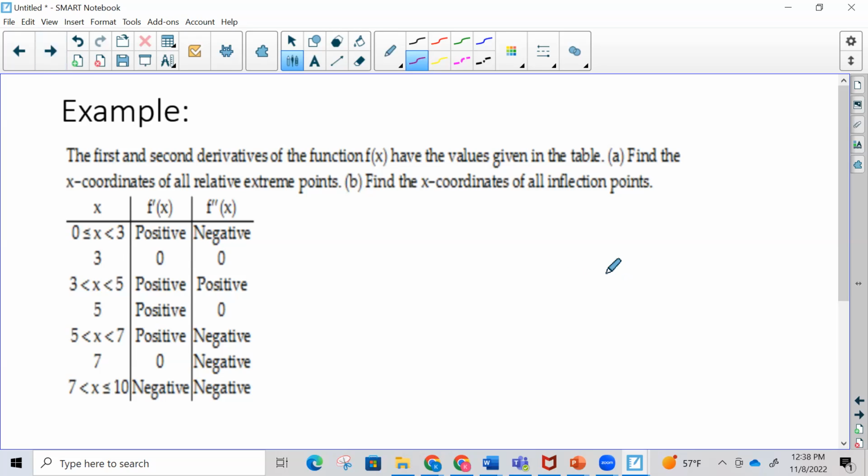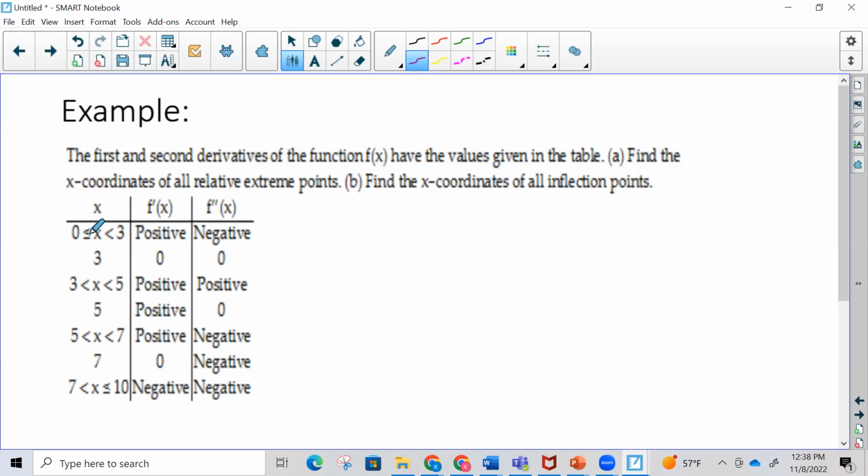Okay, and then for another example, this one says the first and second derivatives of the function f of x have the given values in the table. Find the x coordinates of all the relative extrema, and then find the x coordinates of the inflection points. So for relative extrema, we're focusing on the first derivative. We know that the derivative has to be 0 or undefined, and then we know it also has to change sign.